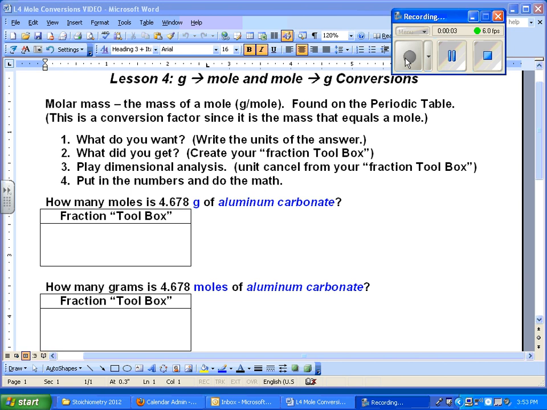This video is going to teach you how to go from grams to moles or from moles to grams. We're going to find that when we do this unit in stoichiometry, we're going to use this quite frequently. When you convert from grams to moles or moles to grams, you're going to need the molar mass, which is found on the periodic table. Remember, the units of the periodic table are grams per mole.